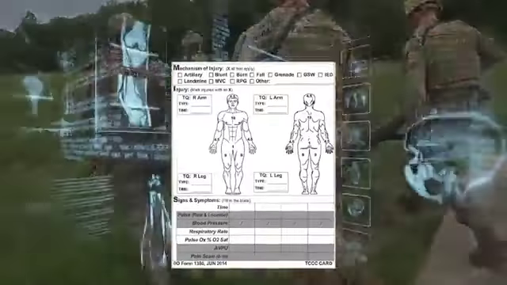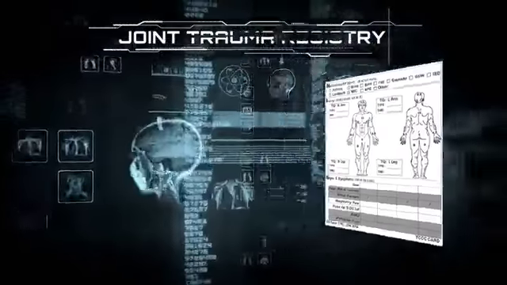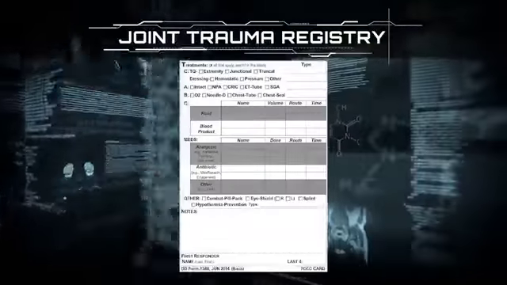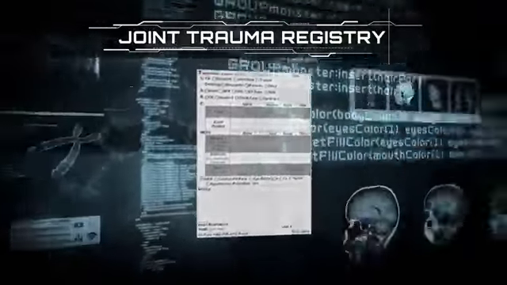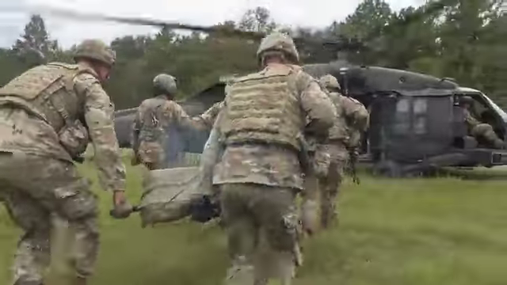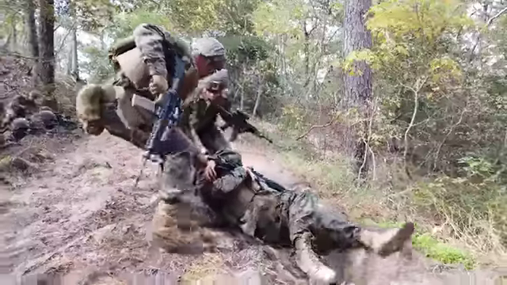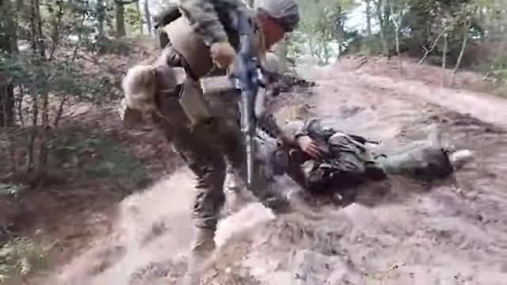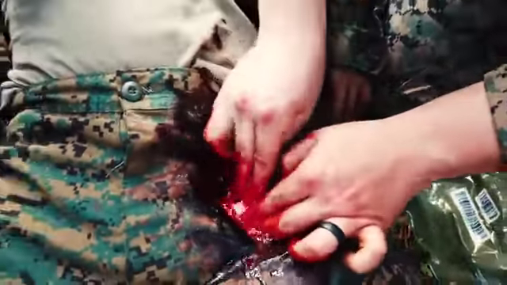Additionally, the de-identified information from the DD 1380 becomes part of the Joint Trauma Registry, which informs evidence-based combat casualty care process improvement and identification of best practices. This has led to advances in tactical combat casualty care and contributed to better clinical outcomes.